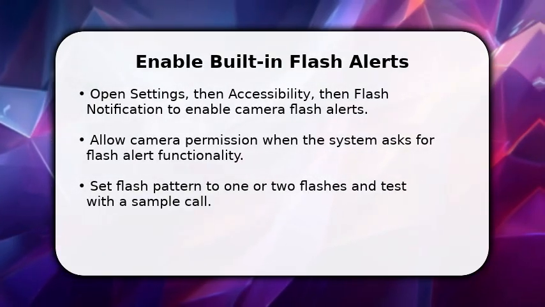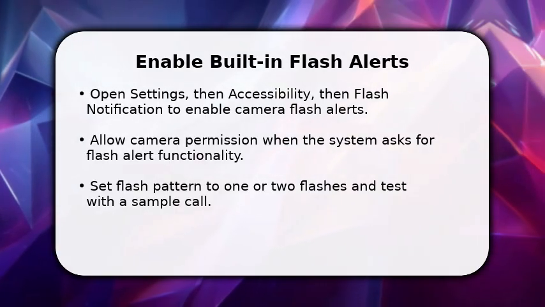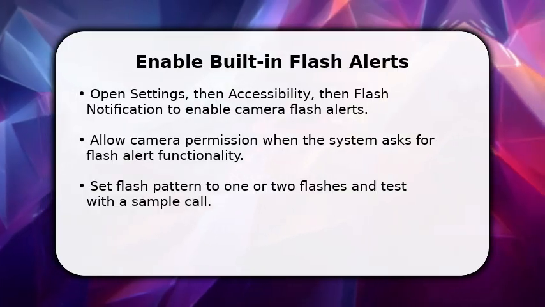Open Settings and navigate to Accessibility to enable the camera flash alerts. Tap Flash Notification and switch the feature on for calls and SMS. When prompted, allow camera permission so the system can control the flash.